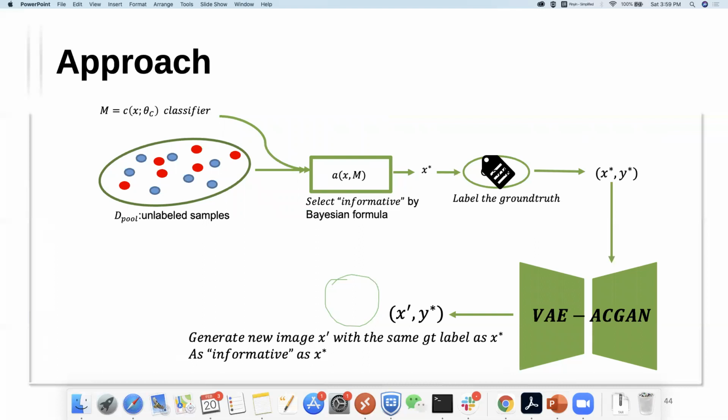with the same ground truth label as X star, because ACGAN can take in the class label, right? So you can generate an image that falls into the same class. And this X prime is as informative as X star. So in this case, how many X prime do we generate? Given X star, we just generate one X prime.